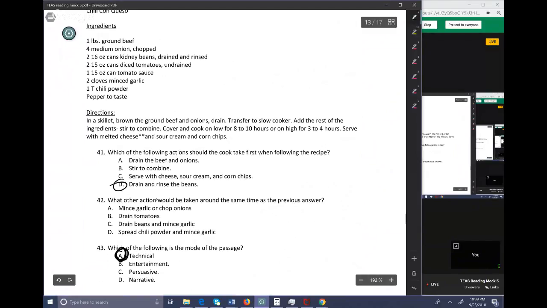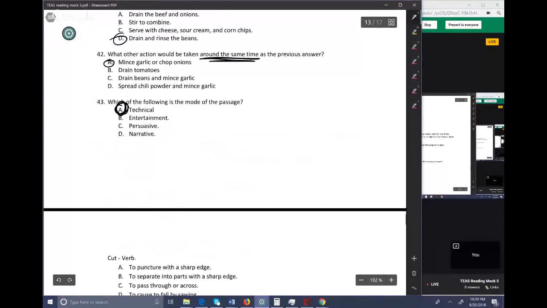What other action would be taken around the same time as the previous answer? And that would be A, mince the garlic or chop the onions. They want the tomatoes not to be drained. You don't want to include something you already said you were going to do, which is the problem with C, because you already drained the beans in the previous step. And then D has something that we don't do as well.